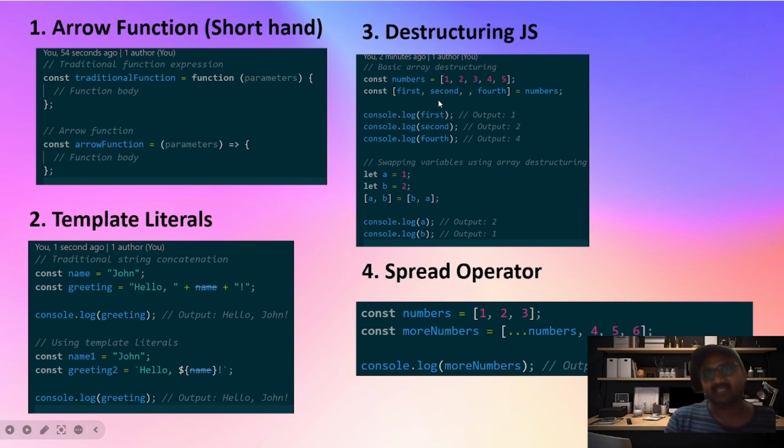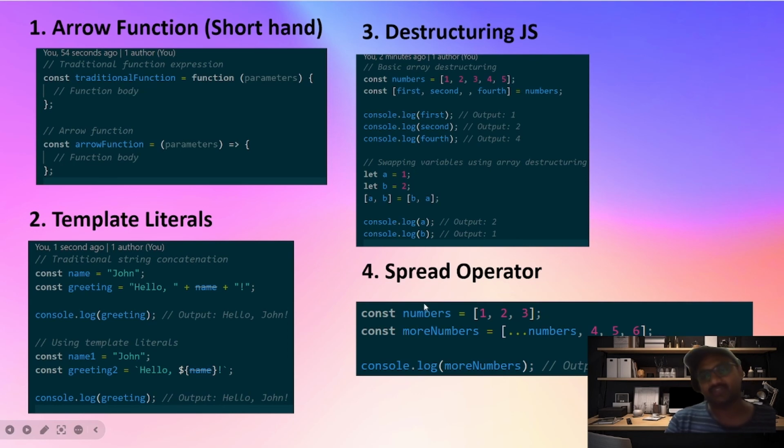So the next ES6 feature is destructuring in JavaScript, guys. This is very important. You should learn it before learning ReactJS. So basic array destructuring, how you are going to do it, even with an object or a normal array. See here, I destructured constants first, second, third, whatever it may be, from numbers, and I just displayed them over here. Then there is swapping the variables using array destructuring here. So this is another ES6 feature, guys.